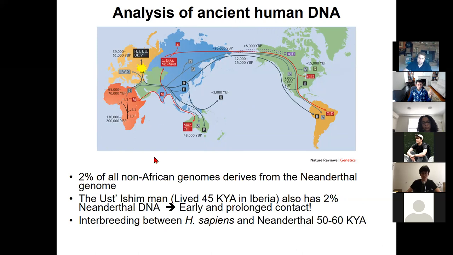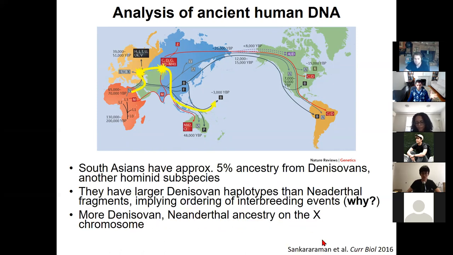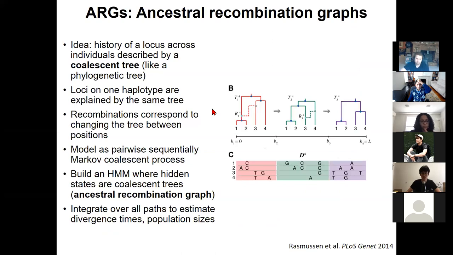And if you look at ancient human DNA, you see that 2% of all non-African genomes are in fact derived from the Neanderthal genome. If you look at the Ust-Ishim man, who lived 45,000 years ago, you see that he also has 2% Neanderthal DNA, suggesting early and prolonged contact between Neanderthal and modern human. You see this interbreeding between Homo sapiens and Neanderthal about 50,000 to 60,000 years ago. And again, you see South Asian ancestry from Denisovans, another ancient hominid DNA that has now been found throughout this subsequent migration. So first out of Africa, then mixing with Neanderthal, mixing with Denisovan, and then spreading to the rest of the world. Okay.